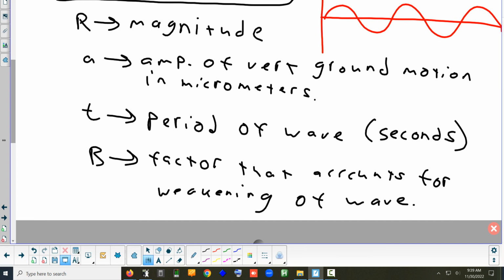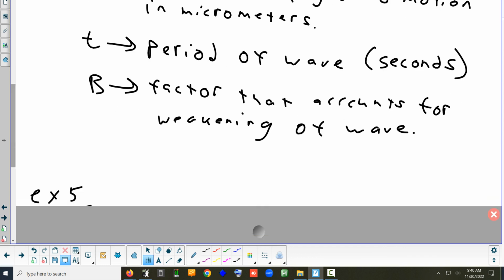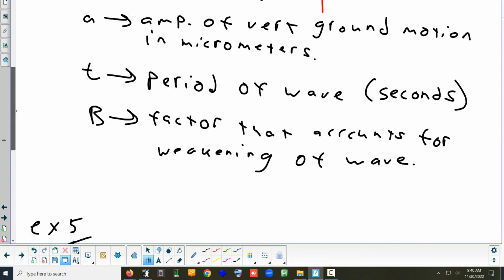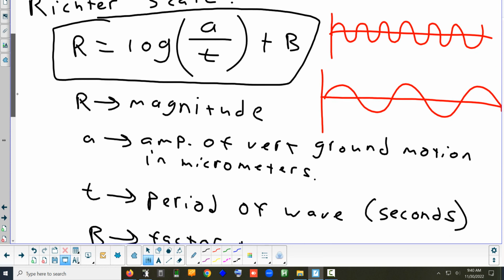And B is a factor that accounts for the weakening of the wave, because as the wave dissipates from the epicenter, it gets weaker. That's why if you're right near the center of an earthquake, it's more powerful. If you're 600 or 700 miles away, you might not even know it happened. And how it weakens, I don't exactly know. It probably depends on the ground. Is the ground hard or soft? Are you in the mountains? Are you in the desert? Different kinds of ground. So basically, they just give you those values. You just plug them into the formula and you calculate the intensity.